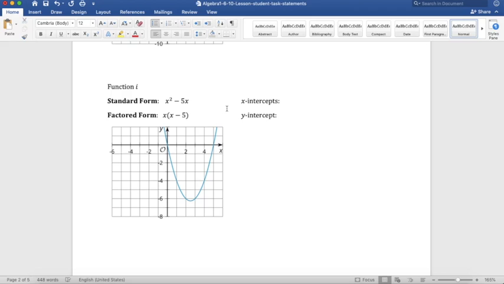All right, so down for function I, where is my x-intercept? Well, my x-intercepts are at 0 and 5.